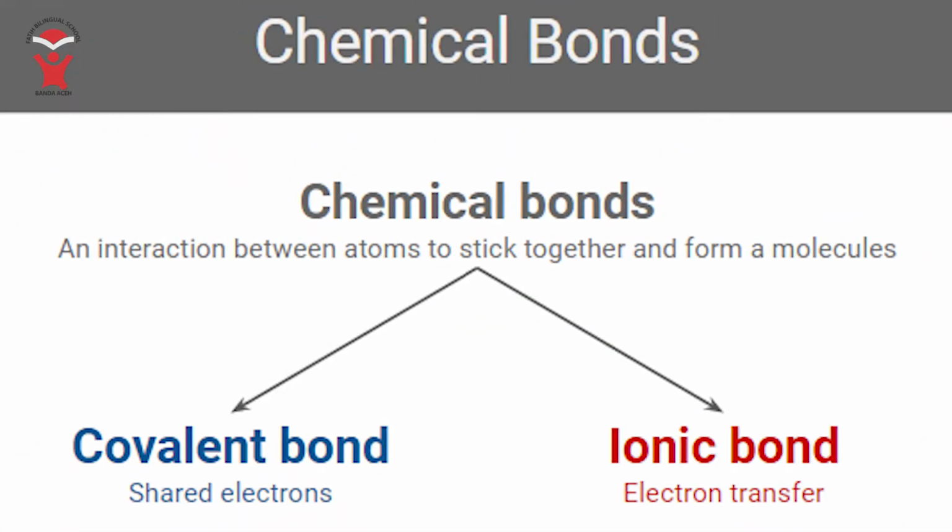A chemical bond is a type of interaction between atoms that sticks them together and thus forms molecules or compounds. Chemical bonds are comprised of two main categories. The first is the covalent bond, when electrons are shared between two elements. The other is the ionic bond, when electrons are completely transferred to form ions.